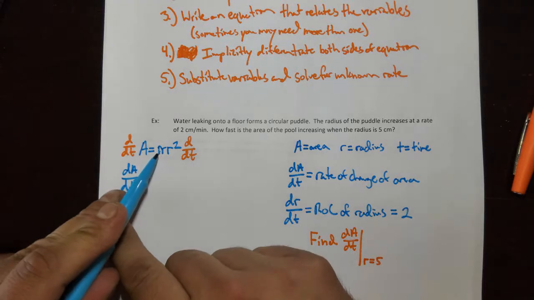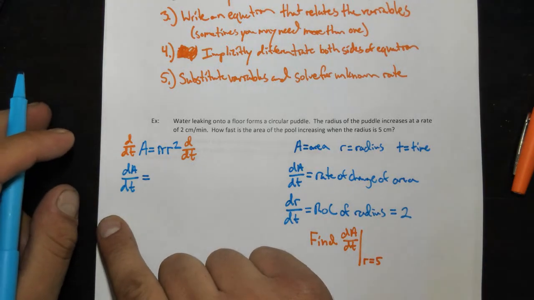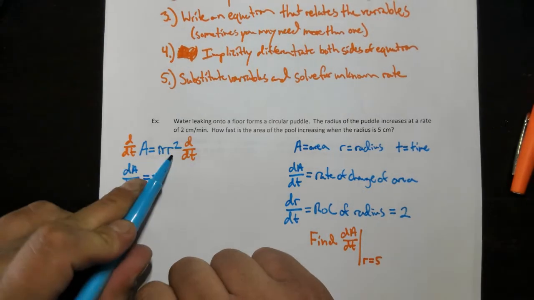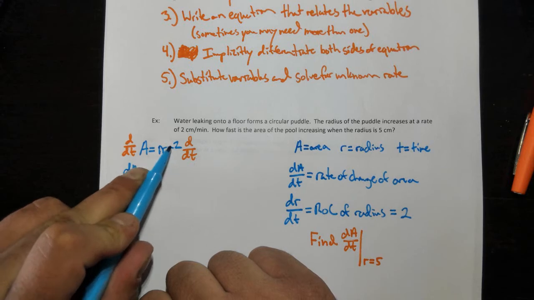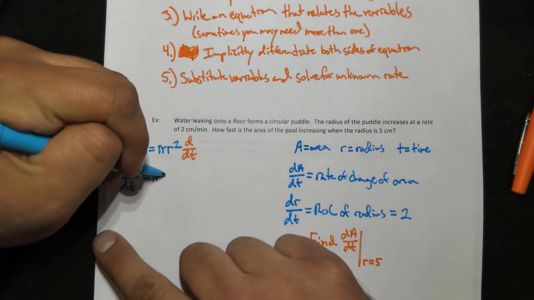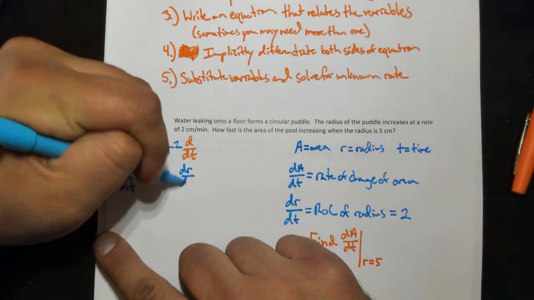Equals, now pi is a constant, so we don't need to take the derivative of that. Well, we can just write it out front. And then we want to take the derivative of r squared. So we're taking the derivative of the variables here. So the derivative of r squared is 2r. And then we need our dr dt.